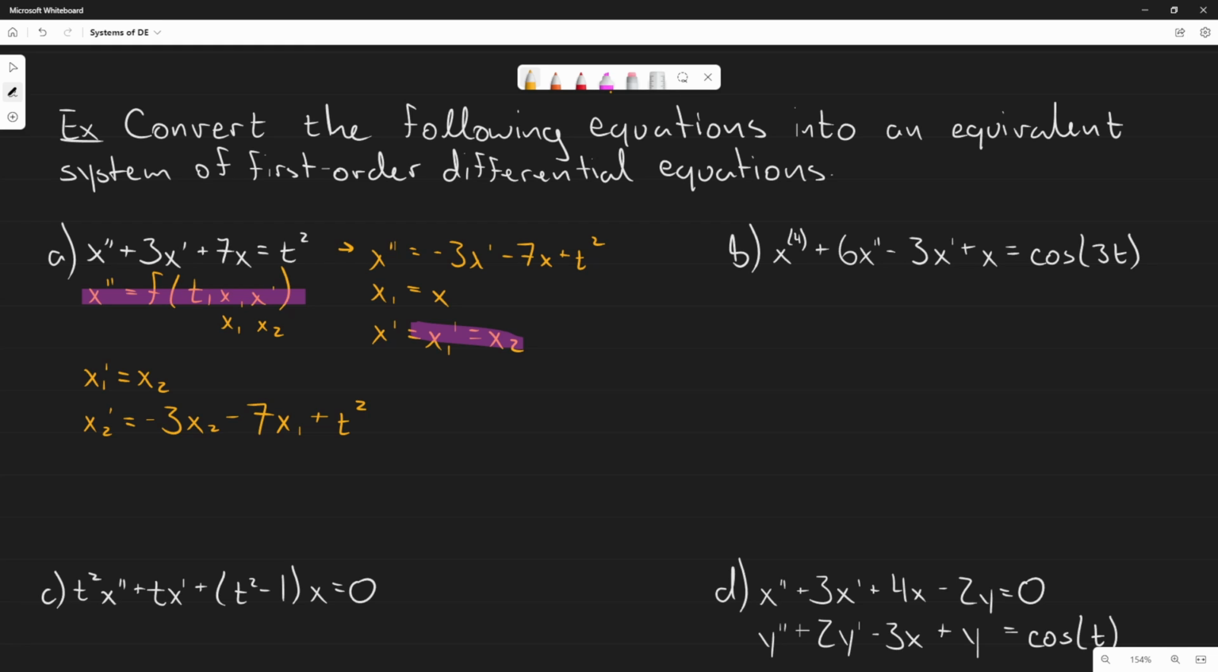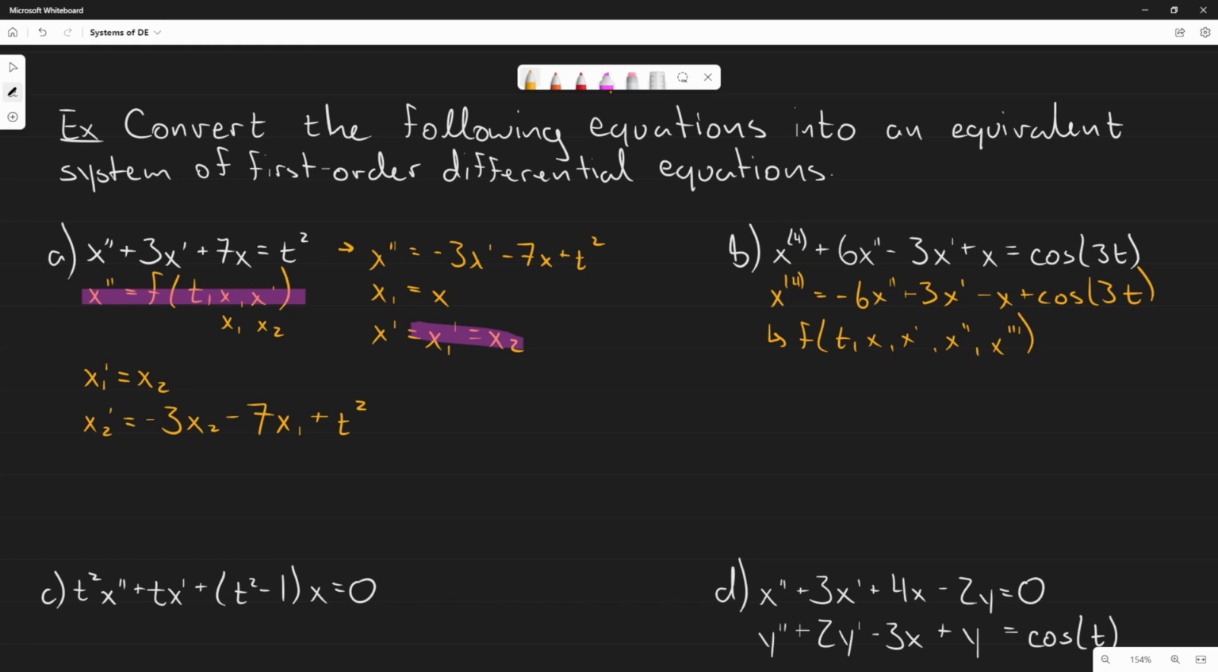Part B, again, we're going to do the same thing. The highest order derivative stays on the left side, and everything else goes to the right. So the fourth derivative of x is equal to negative 6x double prime plus 3x prime minus x plus cosine of 3t. Again, we're going to let this equal some function of t, x, x prime, x double prime, x triple prime.